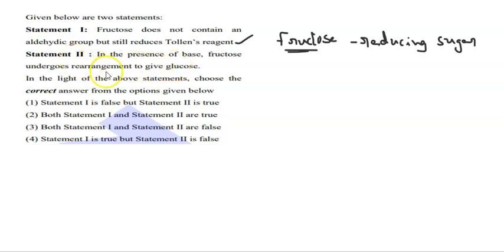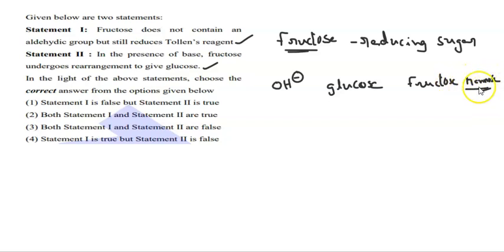Statement 2, in the presence of base, fructose undergoes rearrangement to give glucose. Yes. In the presence of alkaline medium, glucose, fructose, mannose, these three are in equilibrium. And the formation of glucose also makes that particular Tollens reagent give the silver mirror. Statement 2 is also correct. Statement 1 is correct. Statement 2 is correct. So option 2 is the correct answer for this question.